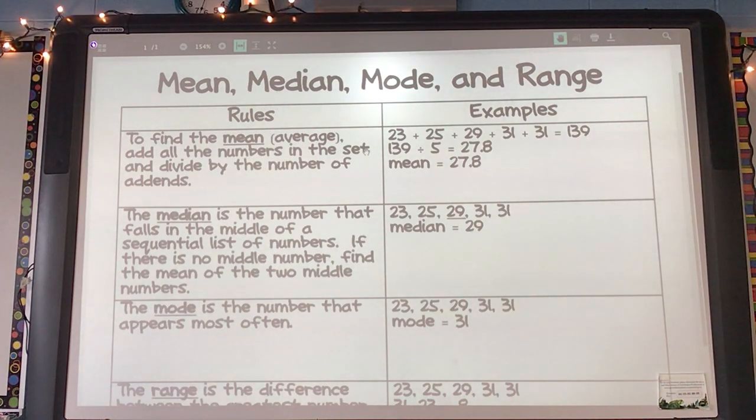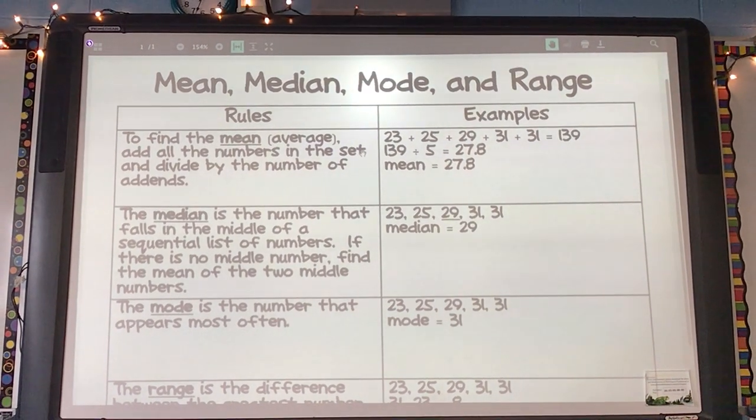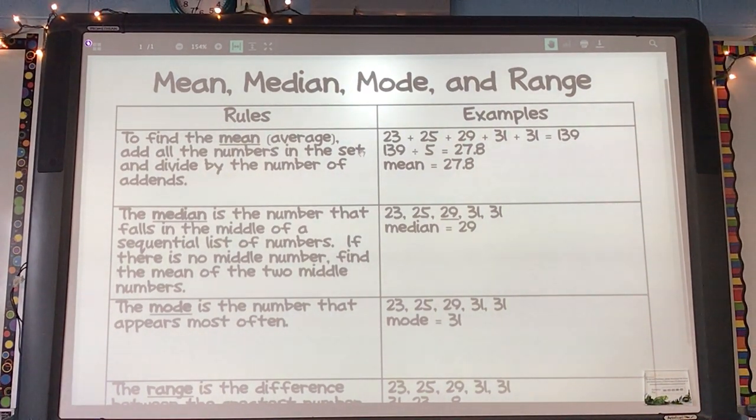When they divided, they got a decimal. Remember, we're not leaving numbers as remainders. If you have a remainder, you need to work it out into a decimal then. Okay? That answer then is their mean. The median, the number that falls in the middle of your sequential list of numbers.